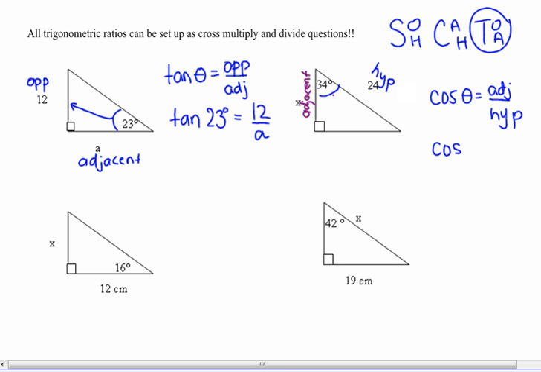Okay, cos of what angle? 34 equals, hey guys, enough cawing. We're past the cough.